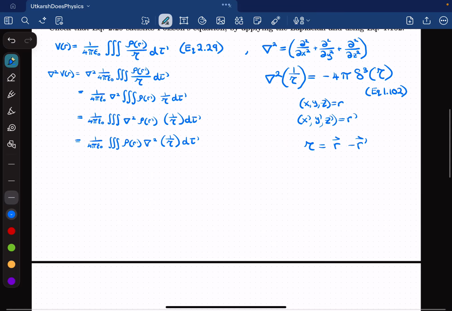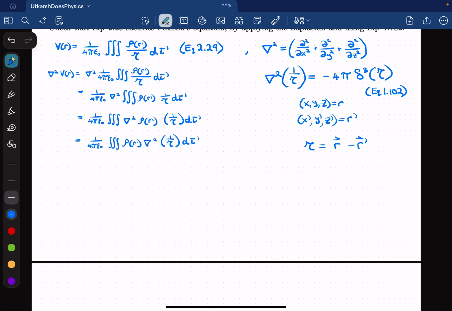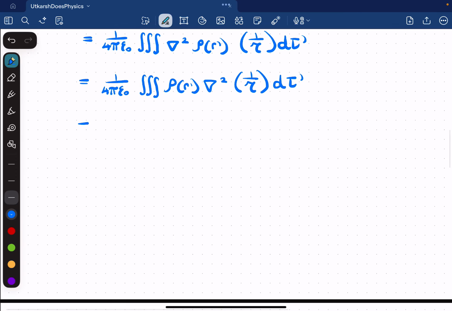Okay, great. So what we have here is basically exactly what we need to apply equation 1.102, which is great because that's exactly what the question asks us to do. So we are going to apply this identity and keep going from there.